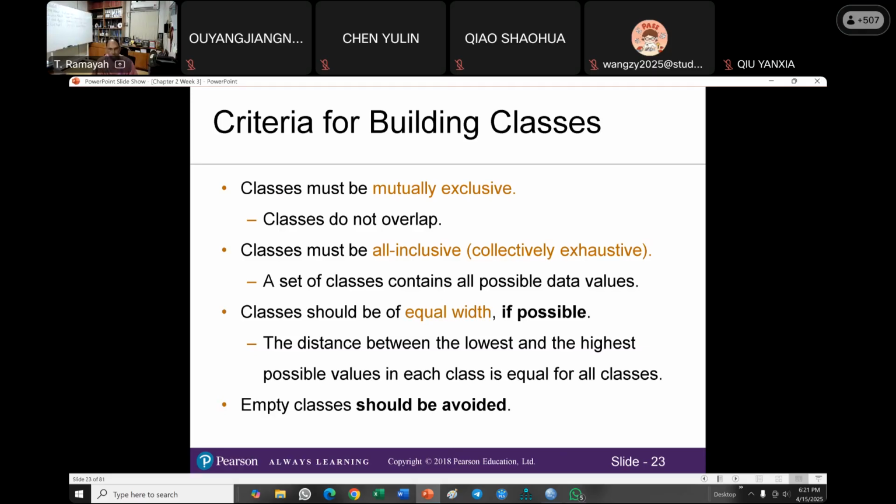And classes should be of equal width, if possible. Sometimes you don't get equal width. The class width is calculated as the difference between the highest value and the lowest value in the class. And we try to avoid empty classes. Those are the criteria for building classes. There are many criteria that can be used to build classes. In different books, they will have different ways of doing things. You must also understand that.